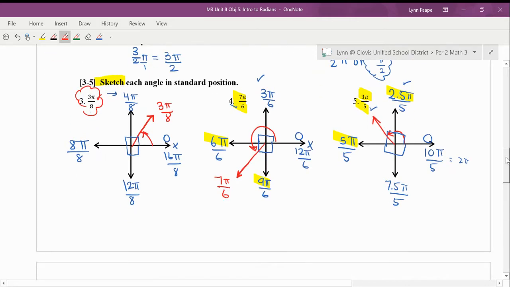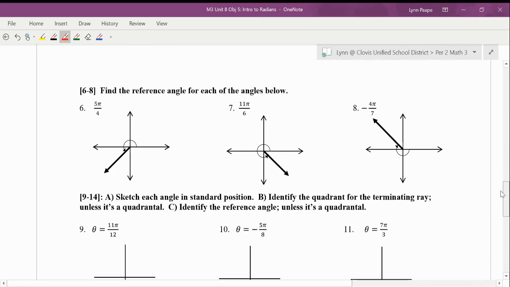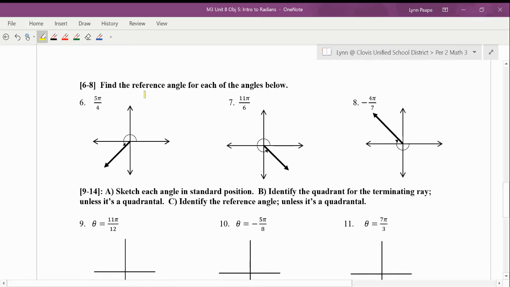All right, so let's take a look at the next section. So for here, we want to find a reference angle. So just to review, what is a reference angle again? So a reference angle is that shortest rotation to the x-axis, and it's always to the x-axis. So the nice thing is we're not going to have to label the y-axis, we're only going to have to label the x-axis. And then another reminder is a reference angle is always going to be positive.